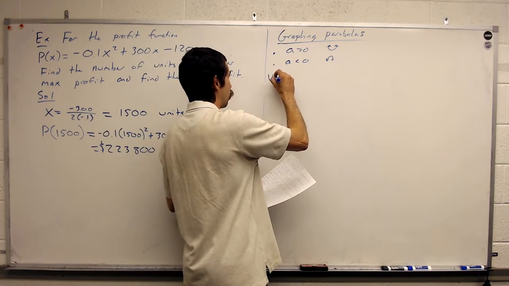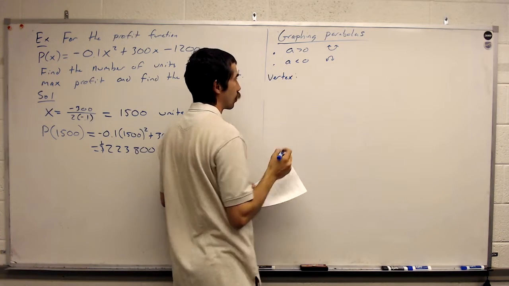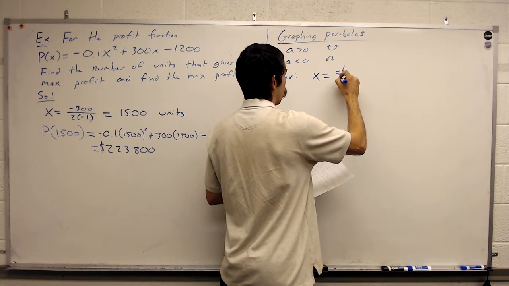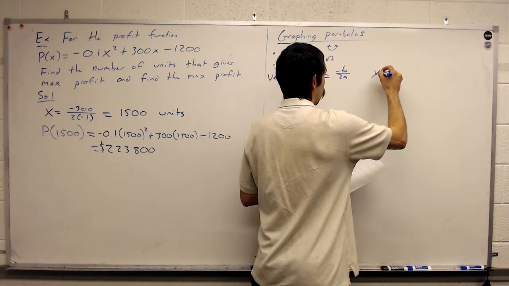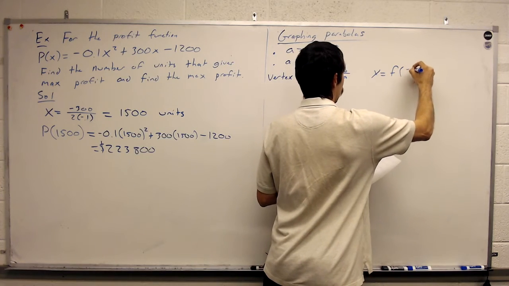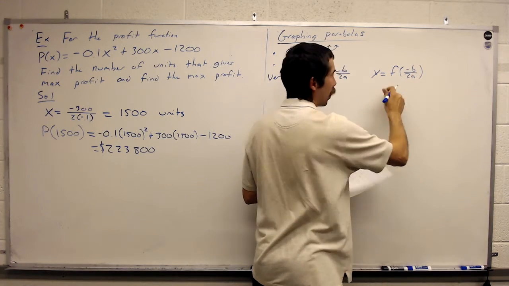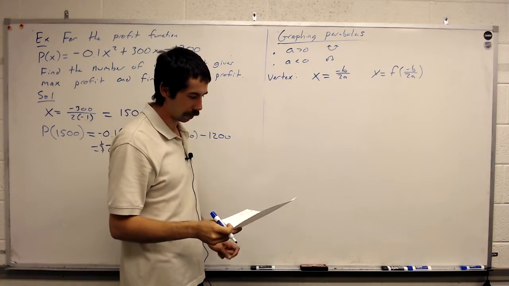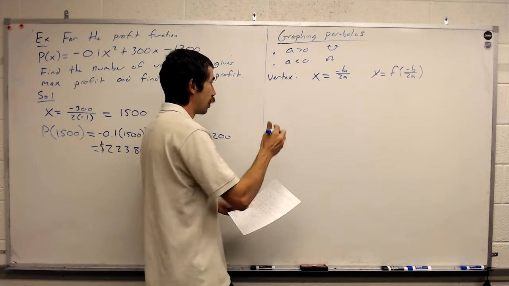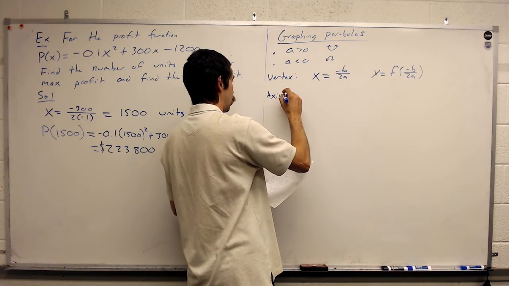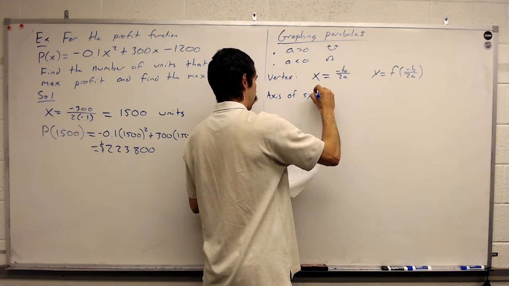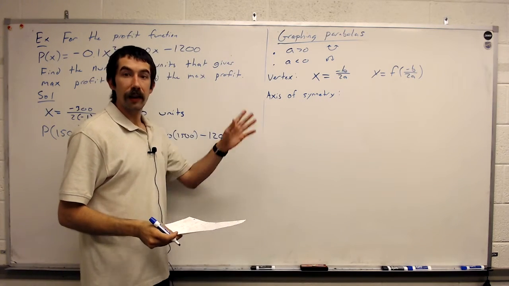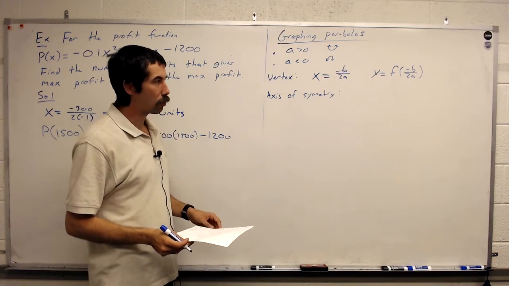Next, we need the vertex, which we've already talked about. So remember, for the vertex, x equals negative b over 2a. Y equals the function evaluated at this number, right? This negative b over 2a is just a number. So it's the function evaluated at that number. The axis of symmetry is that vertical line that goes through the vertex.